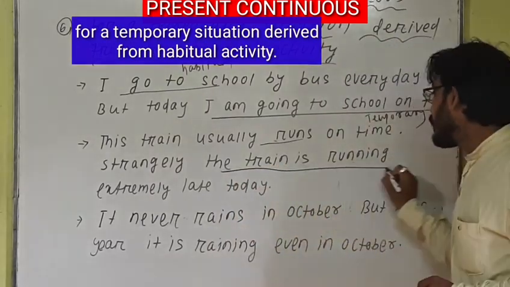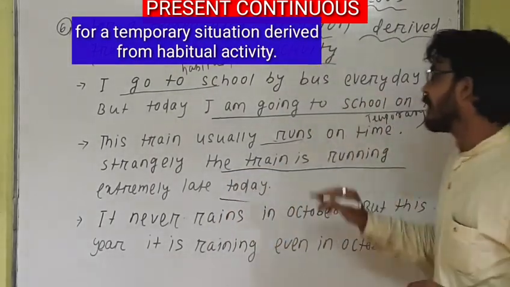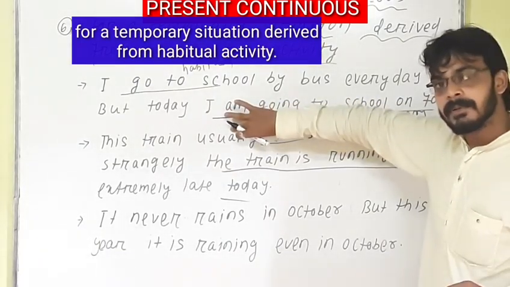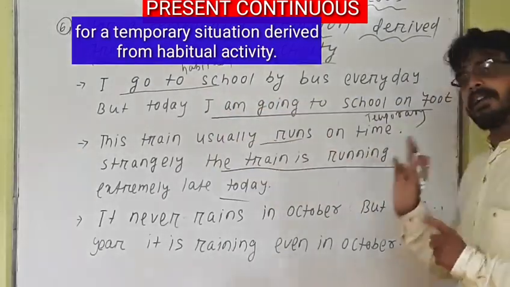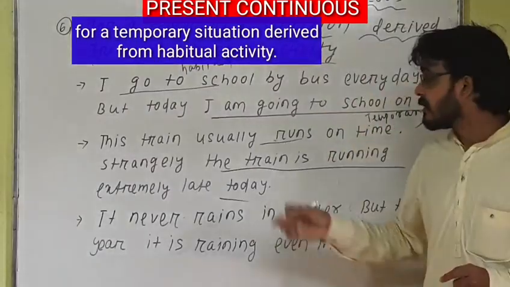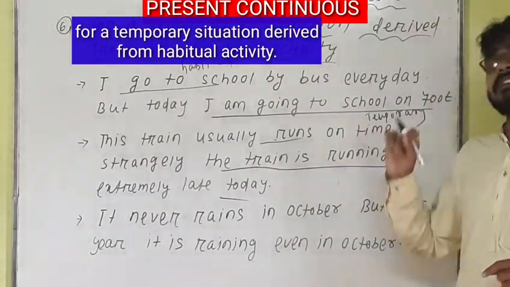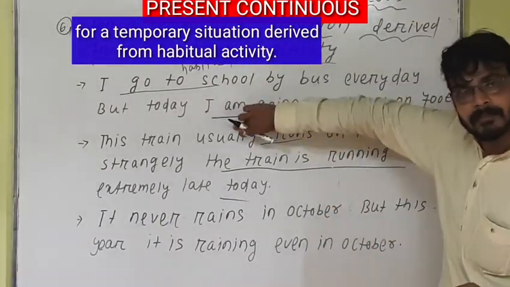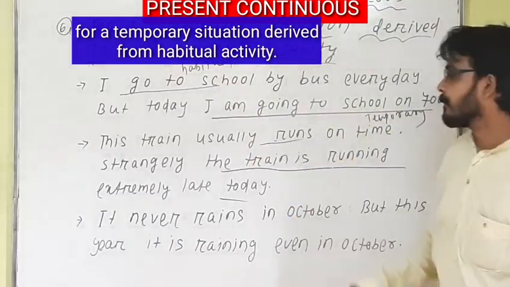The train is running extremely late today. That means this is the regular time of the train. That means it always comes on time. But surprisingly, the train is running extremely late today. That is temporary, and that is the usual time. Usual means on time.